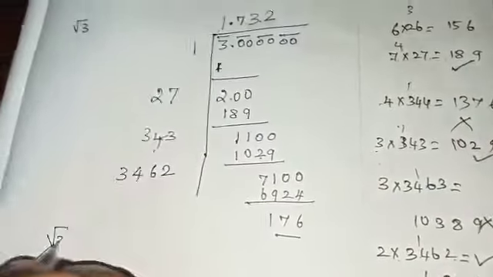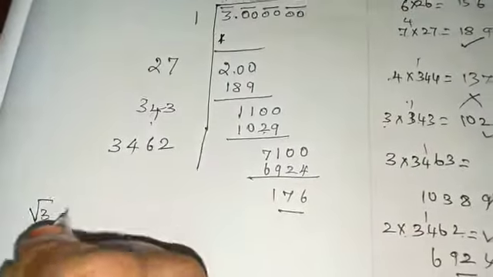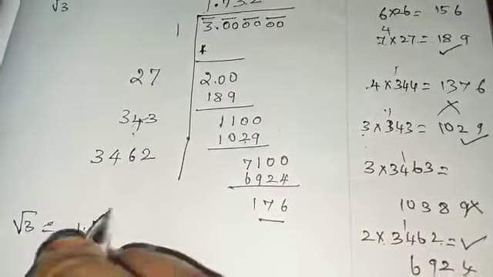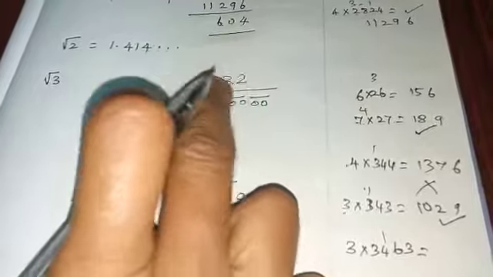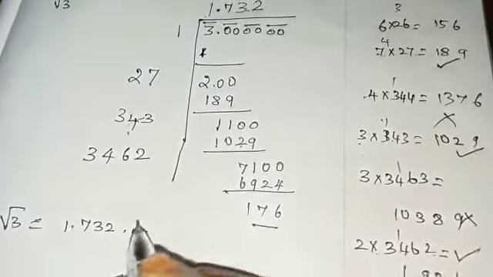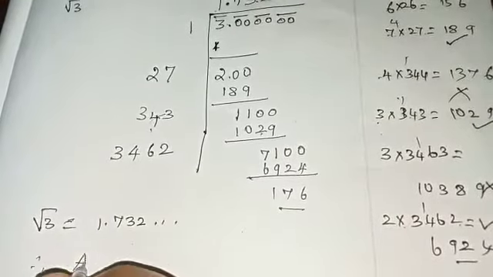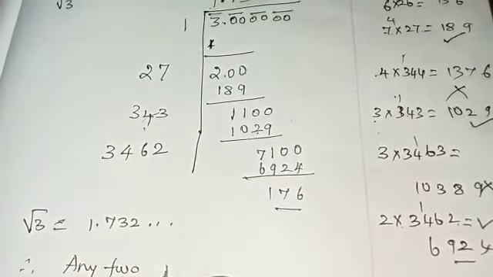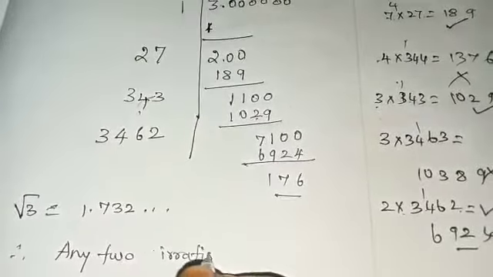So the root 3, but the process will continue. Root 3 is equal to, you find 3 digits. The decimal digits 3 is enough. Okay. 1.732 etc.